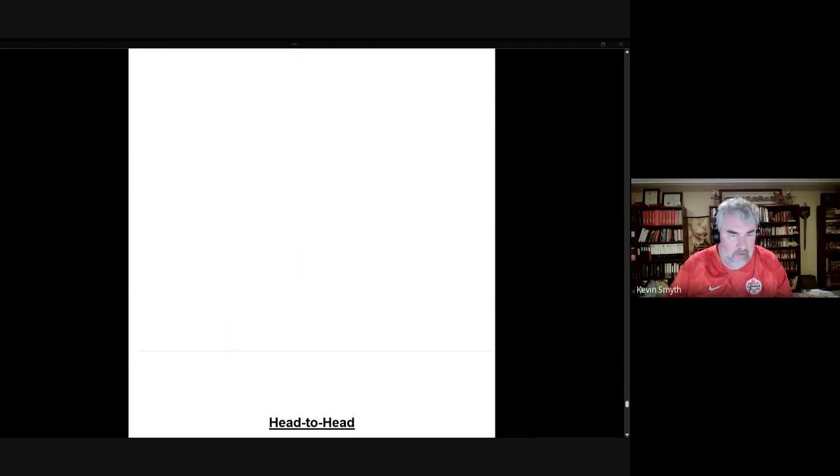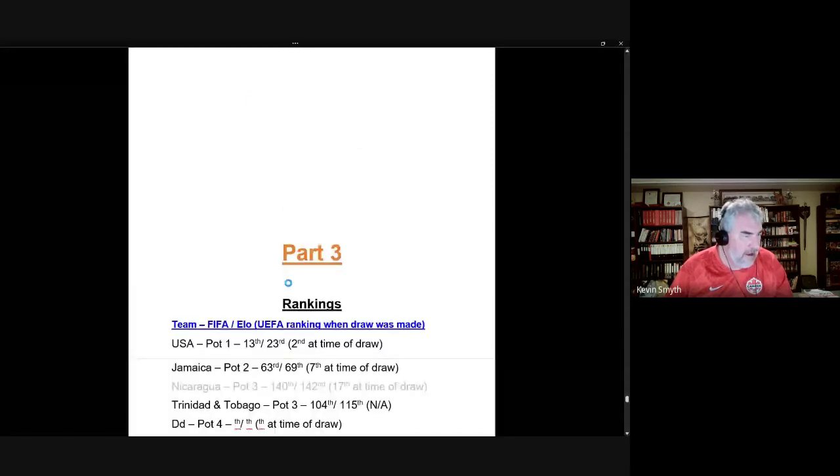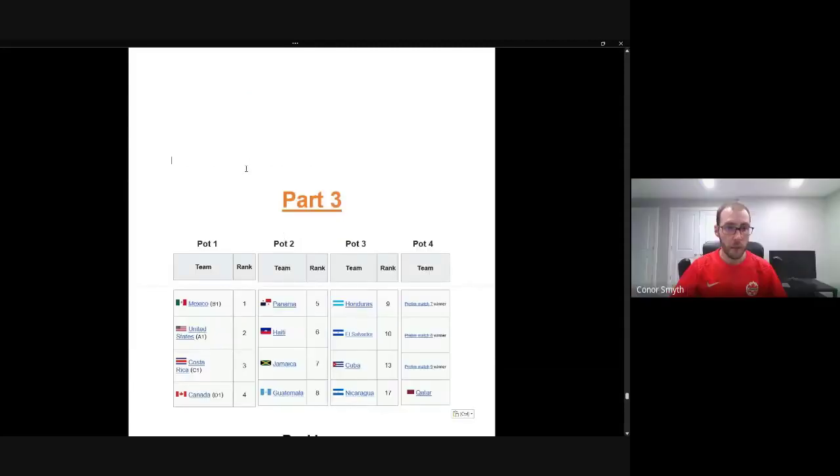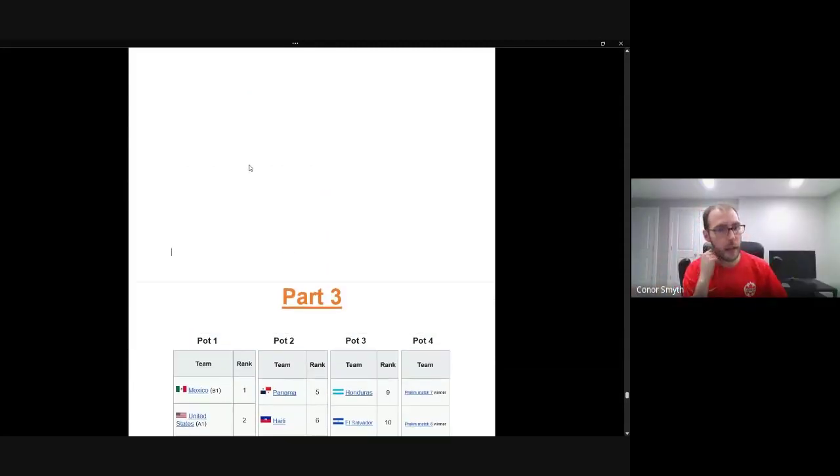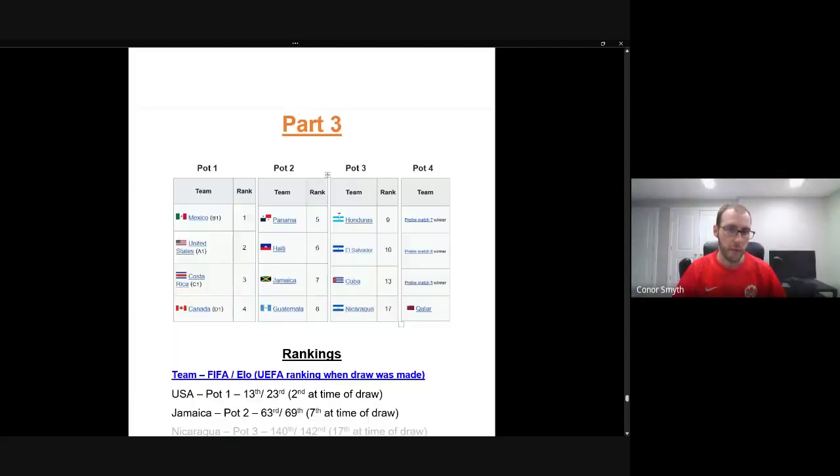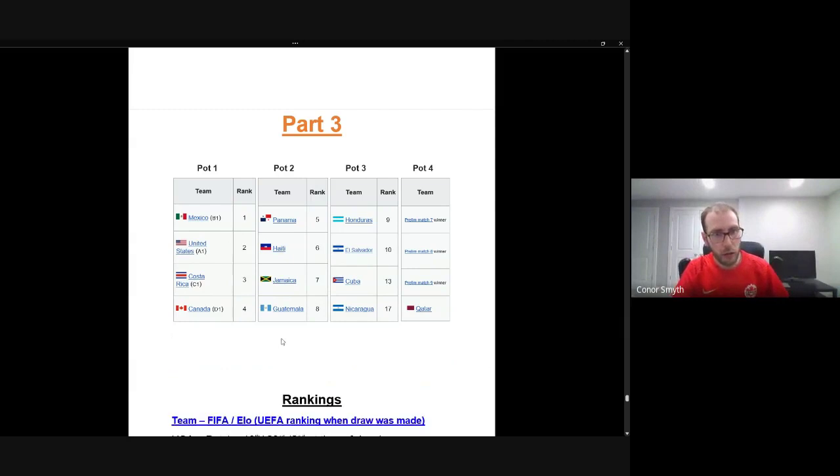We're supposed to start with the pot, so I'm just going to add that into the graphic here. And where are these teams coming from, Connor? So the seeded team, United States, they're, of course, a pot one team, ranked second overall in CONCACAF. I'll just get you to scroll down a little bit on the graphic. Thank you. Jamaica were third out of four teams in pot two.